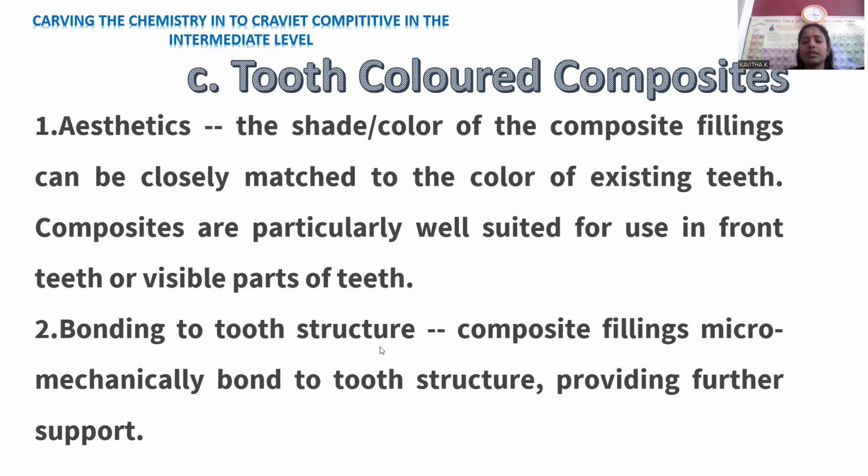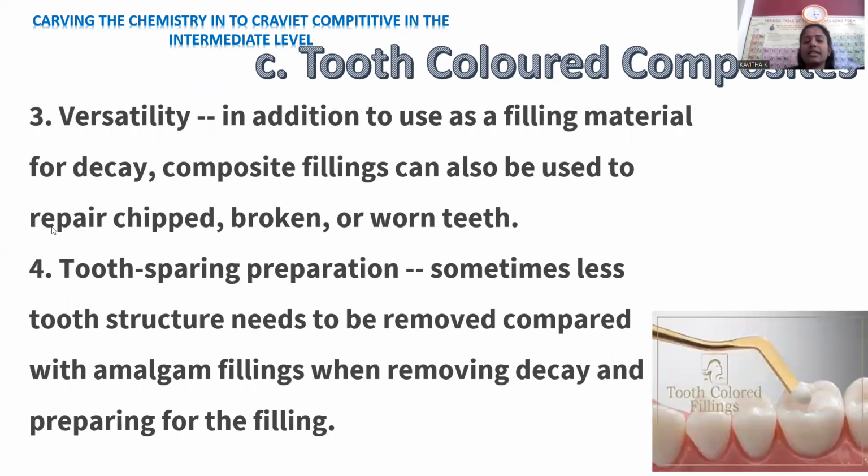Bonding to the tooth structure: composite fillings are micromechanically bonded, so the binding tendency is extremely large. We can easily manage that kind of system for a longer time. And versatility: in addition to filling materials for decay, composite filling can also be used to repair chipped, broken, and worn teeth. So if the condition is a chipped tooth, where some part is already removed, or a broken tooth or worn teeth, in that condition we can opt for this kind of composite material.